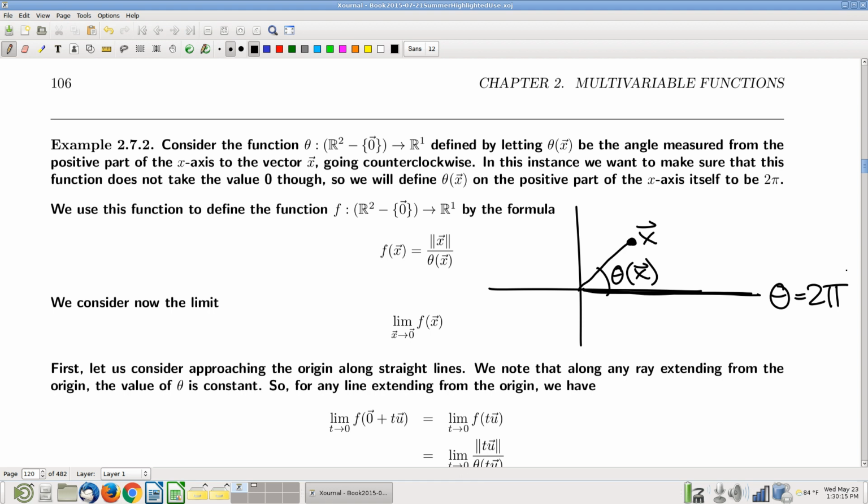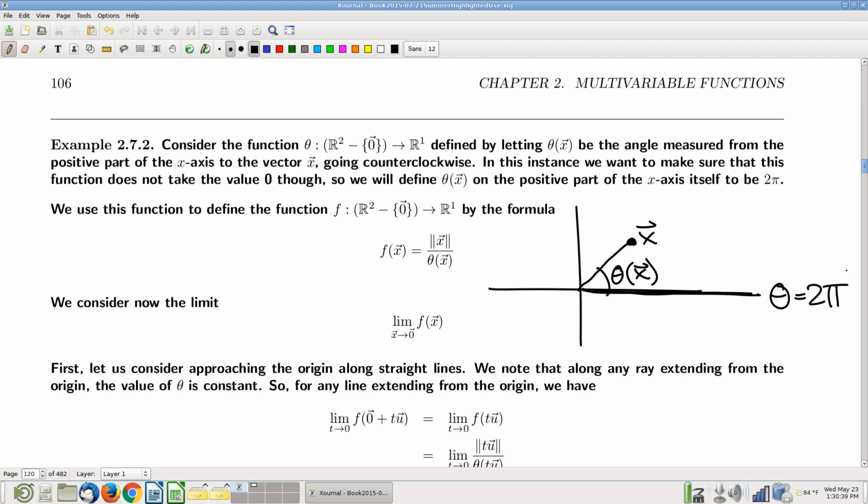The nice thing about this is that the theta function I've defined is never 0. Over here, theta is small. Over here, theta is a little bigger, 2 pi. And then if you move ever so slightly back into the first quadrant again, it skips right over 0 and just goes into small numbers. Okay, so that's my choice for this function theta.